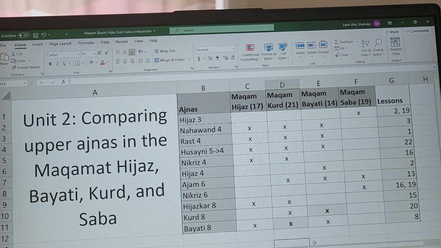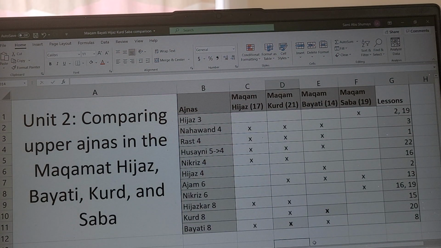Here we have 8, 7, 6, 8, 7, 6. You feel the Ajam there pretty strongly. 7, 6, 6, 7, 8, 9, 6, 7, 8, 9. But this 9 is the same as the second scale degree of Kurd. 9, 8.